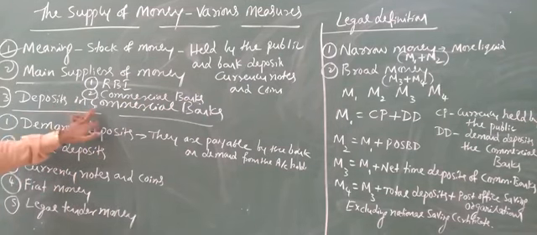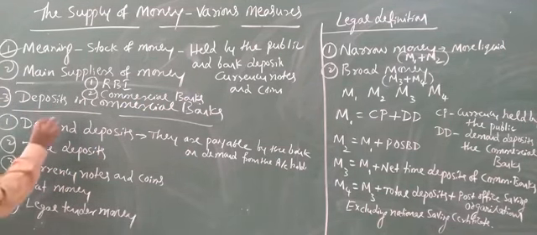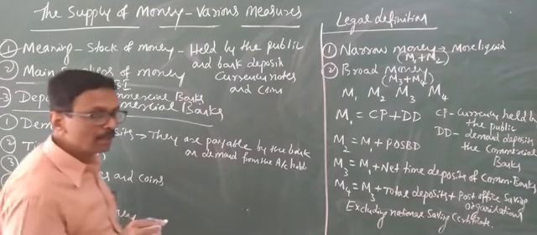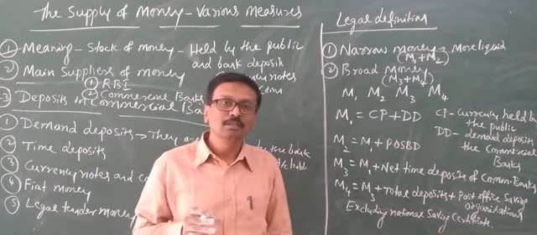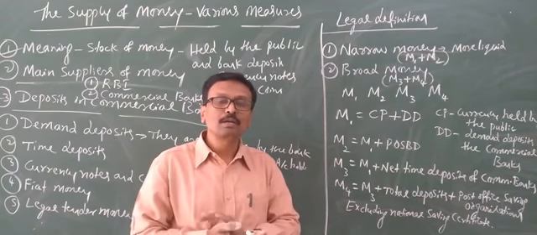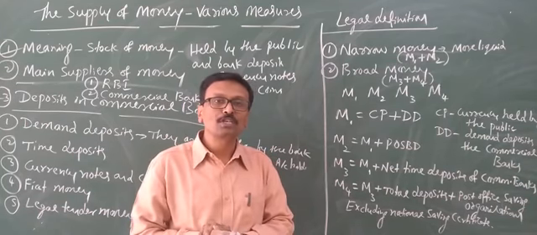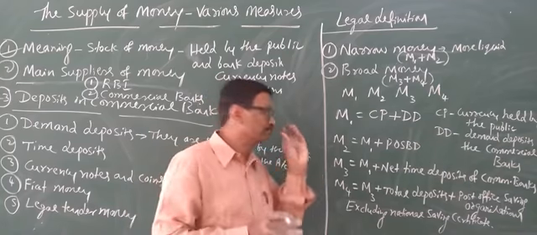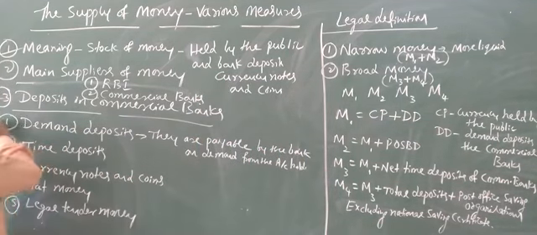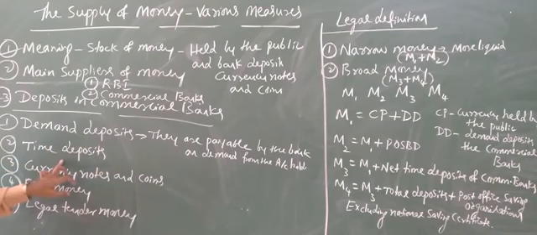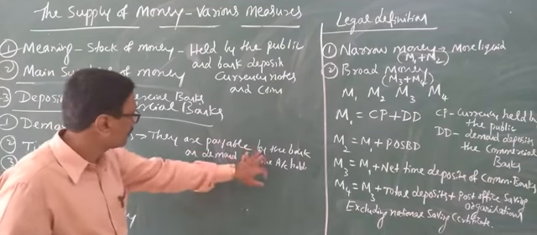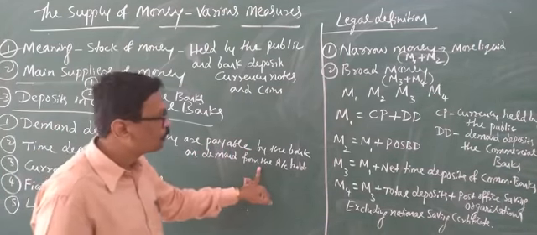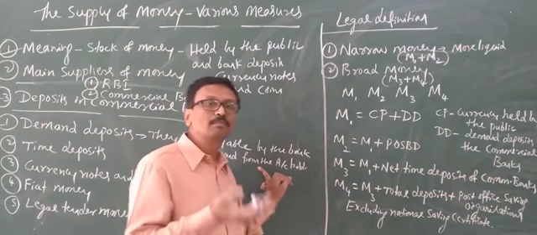Then deposits in commercial banks. Deposit mobilization is one of the important functions of commercial banks. Without deposits, commercial banks cannot provide loans and advances to the public. There are two types of deposits: demand deposits and time deposits. Demand deposits are payable by the bank on demand from the account holder.